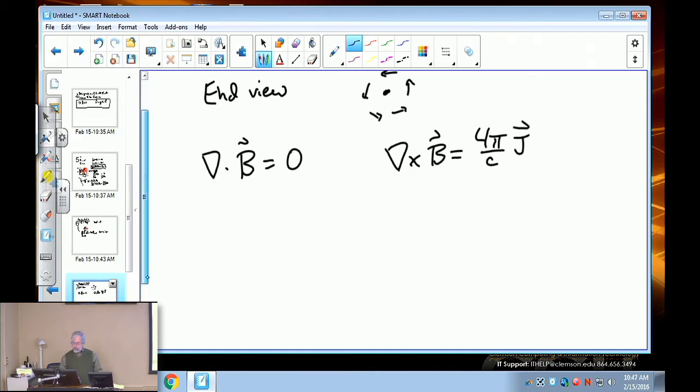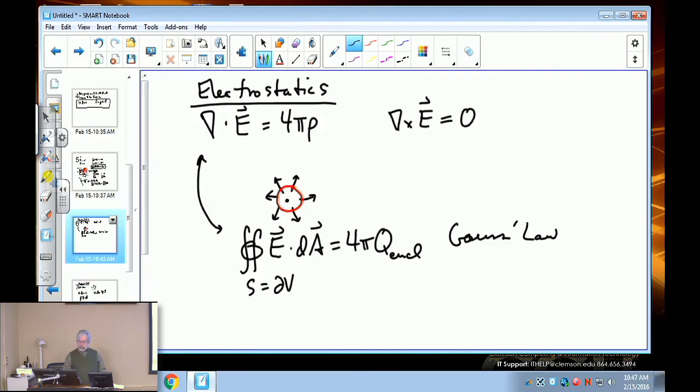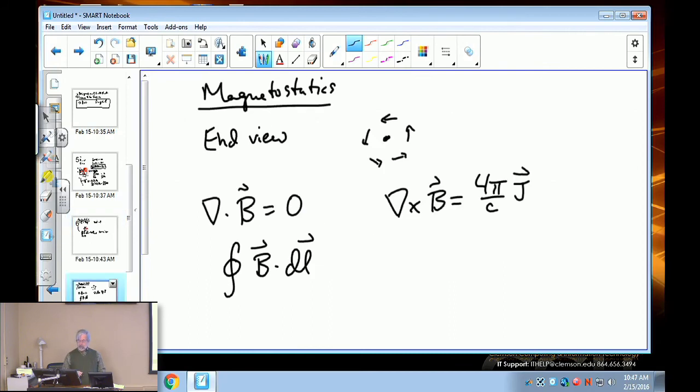Okay, if we set up a path around the wire and we integrate the magnetic field around the loop like this, this is now an analog to Gauss's law, but it's for the magnetic field. We constructed in Gauss's law Gaussian surfaces that enclosed a volume. Now we have complete paths that enclose an area.